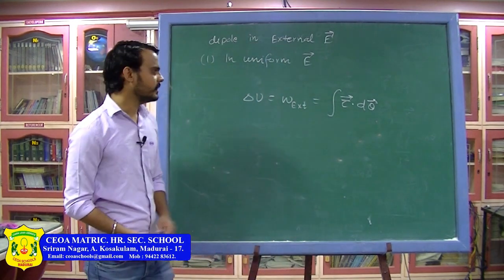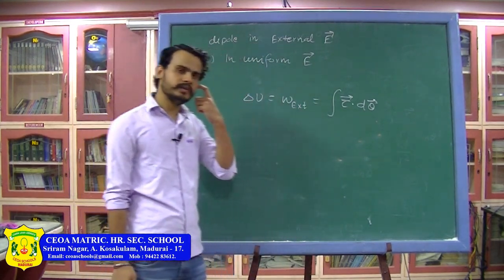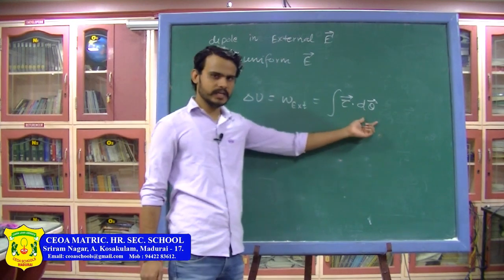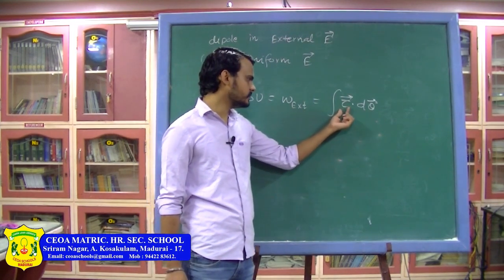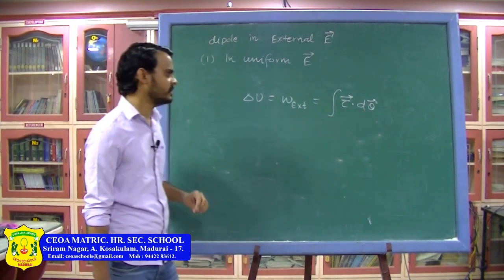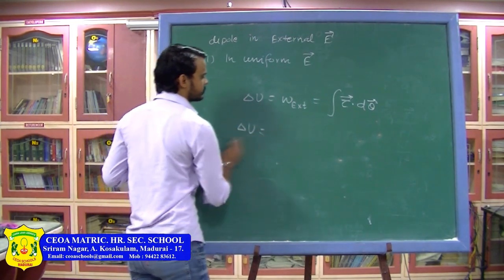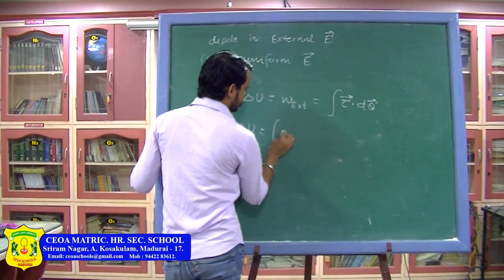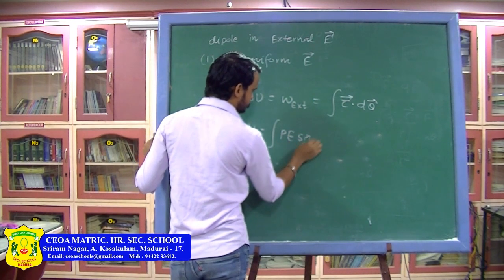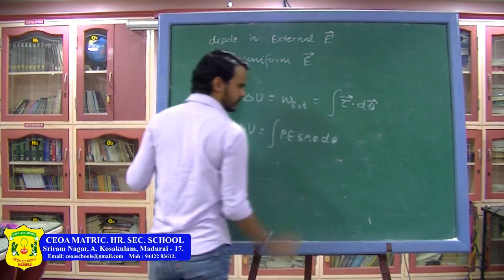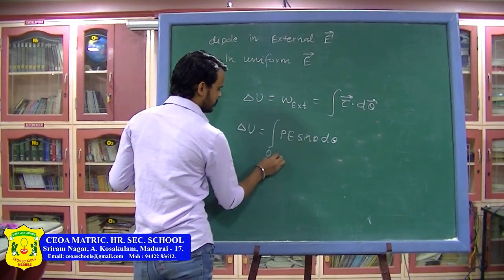Just like you can write the work done by a force is F dot dr, similarly, work done by a torque is tau dot d theta. This is your basic mechanics from class 11. Now from here delta U can be written as integration of torque, which we have just seen, it will be P E sin theta d theta from theta initial to theta final.